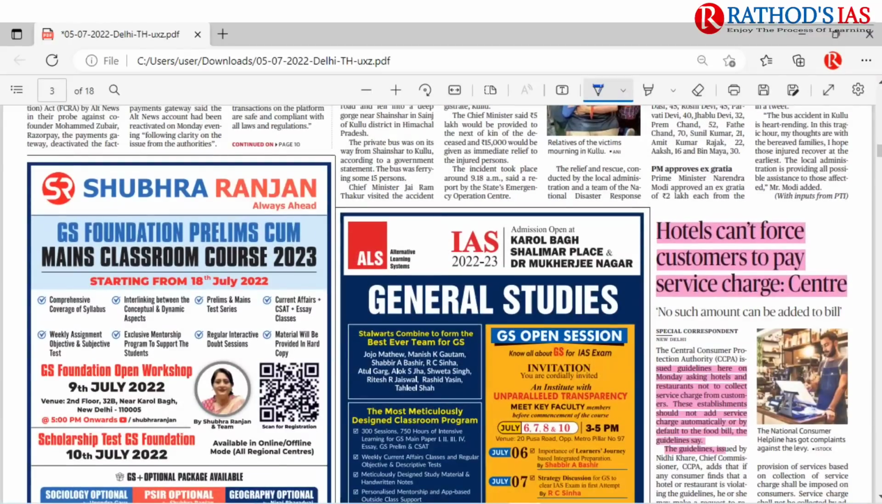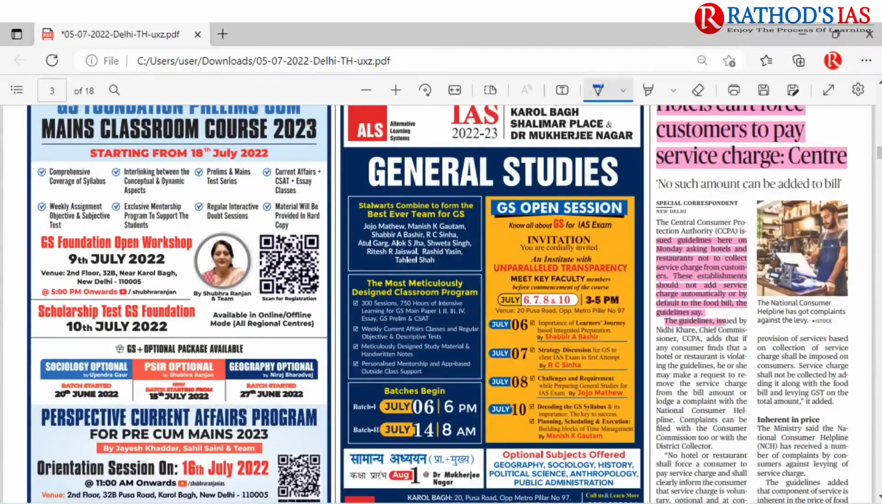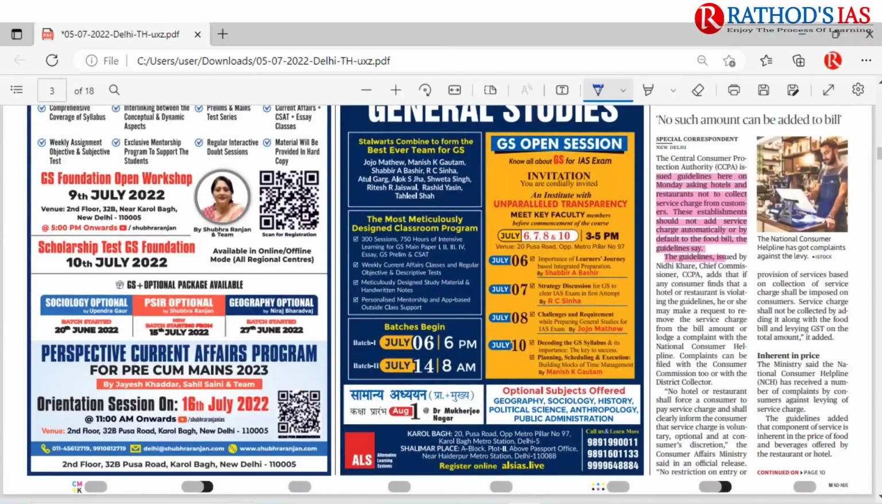And the next one here is hotels can't force customers to pay service charge. Recently the central government, that is the Central Consumer Protection Authority, came with some guidelines. These guidelines say that hotels and restaurants are not to collect service charge from customers. And these establishments should not add service charges automatically or by default to the food bill. These guidelines were issued by the Chief Commissioner, and he says that if a consumer finds that a hotel or restaurant is violating the guidelines, they may make a request to remove the service charge from the bill amount. So it is talking about service charge.